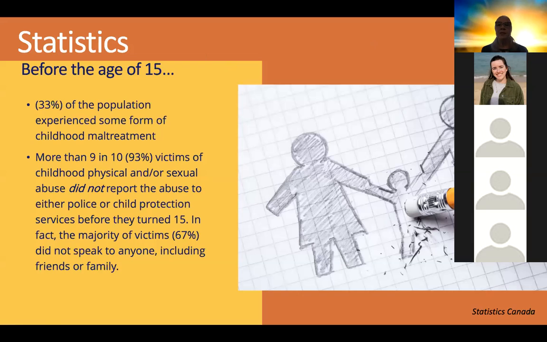Here are some statistics that I find quite alarming. Before the age of 15, 33% of the population experiences some form of childhood maltreatment. So a third of the population. And more than 9 in 10 of those people who are victims of childhood physical and/or sexual abuse did not report the abuse to either police or child protection services before they turned 15. In fact, the majority of the victims, 67%, do not speak to anyone, including friends and family.